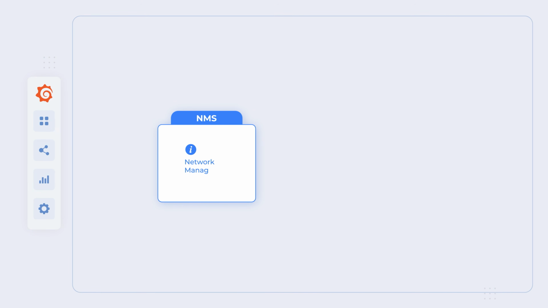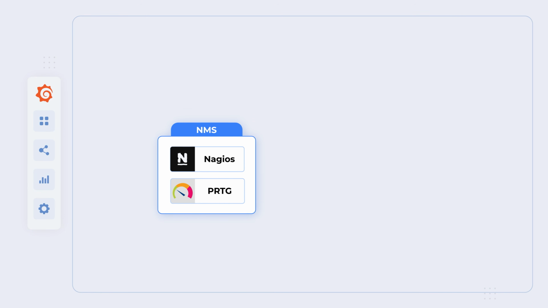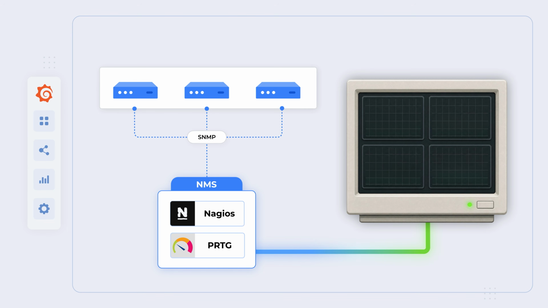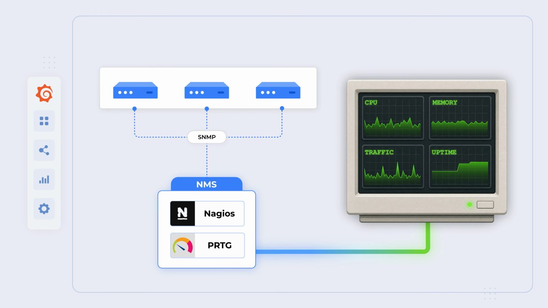Imagine we are monitoring an infrastructure in the traditional way. We will probably have an NMS, Network Management System, something like Nagios or PRTG, using SNMP to collect monitoring data from our devices. Things like CPU usage, interface traffic, memory usage, uptime, and it works. But here is the first problem. Most of the data we are getting is about the hardware, nothing else.